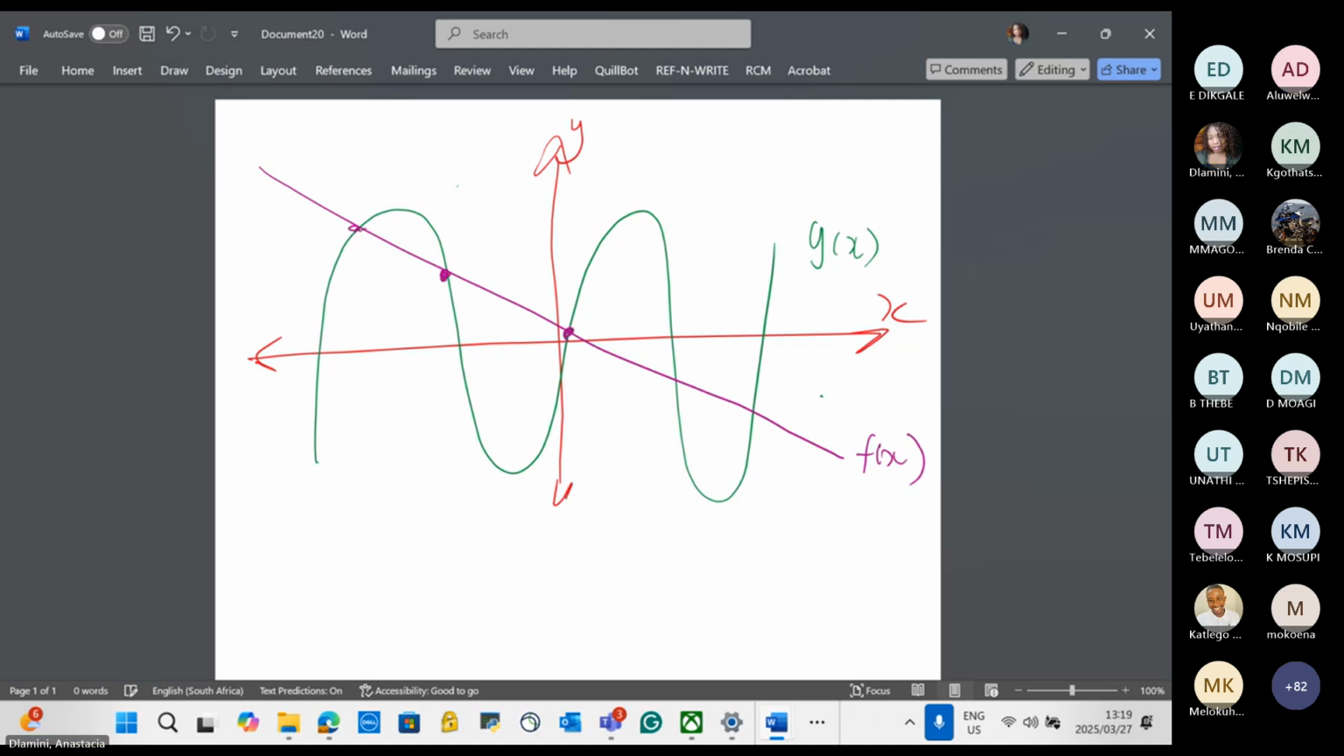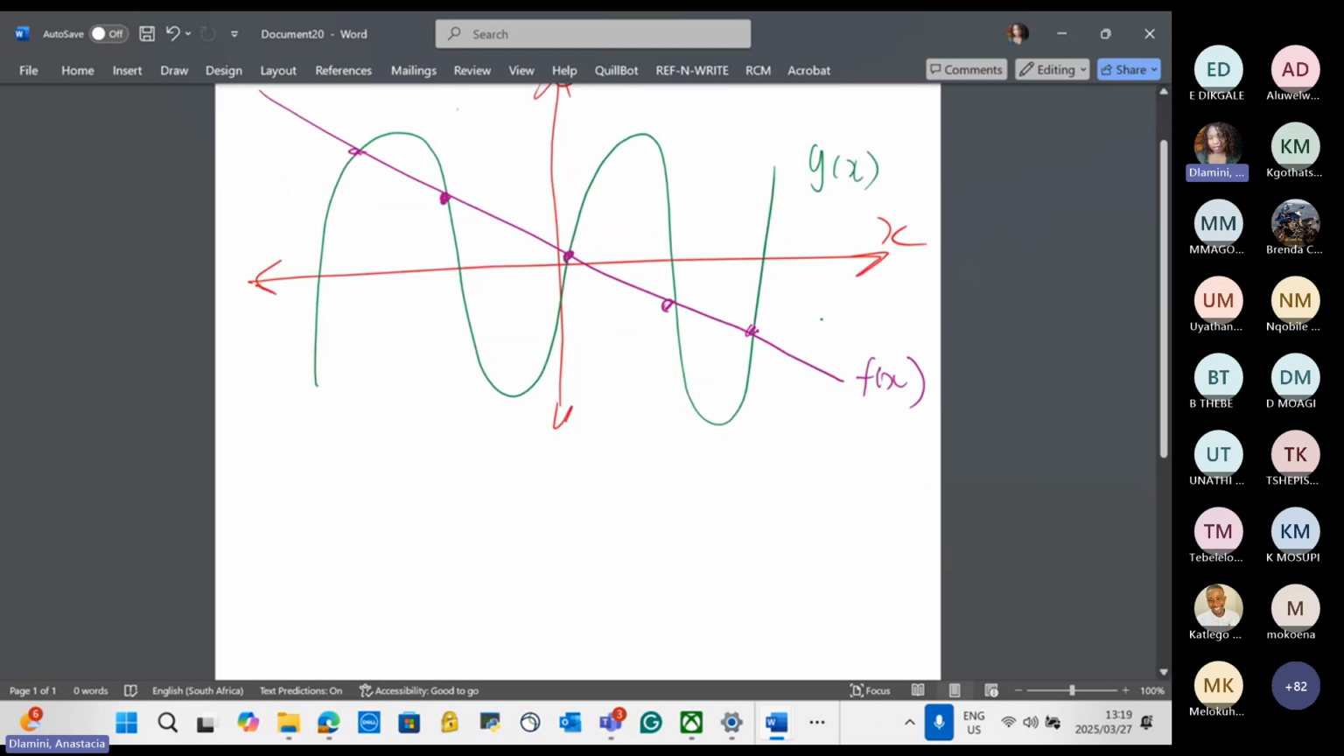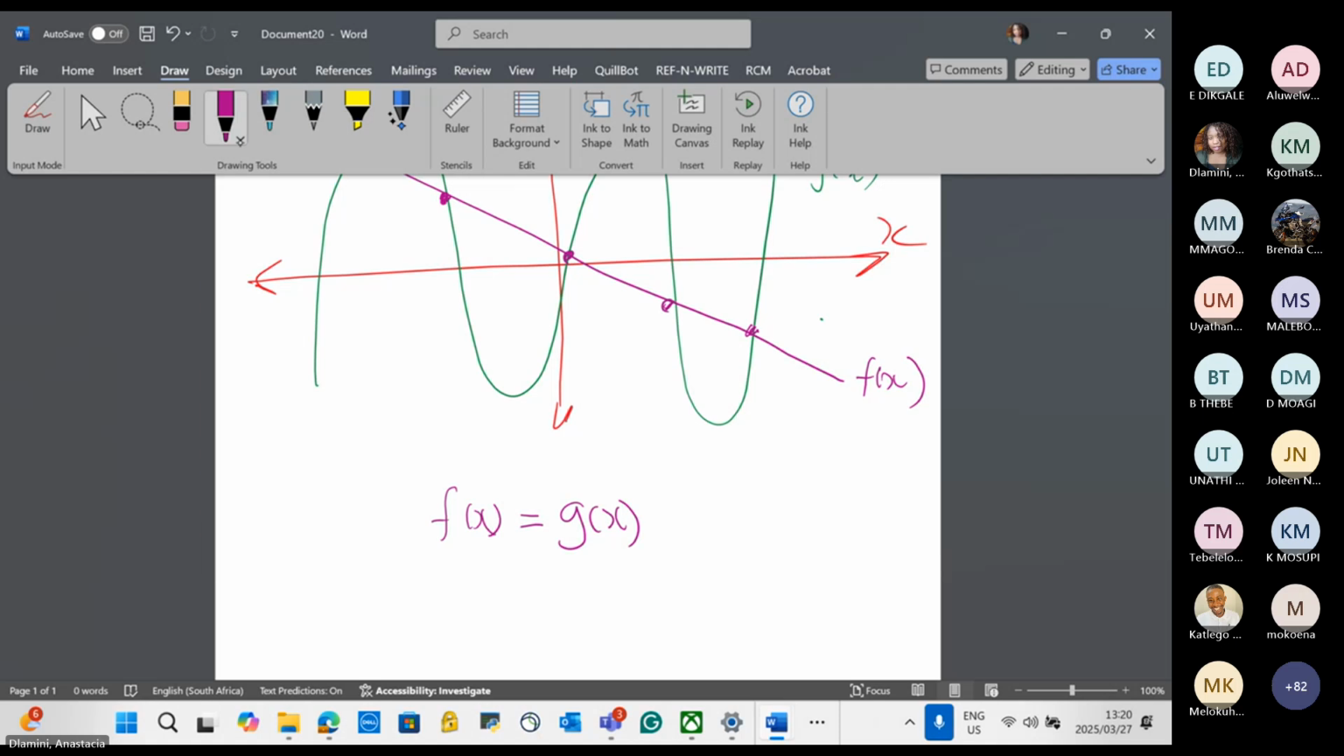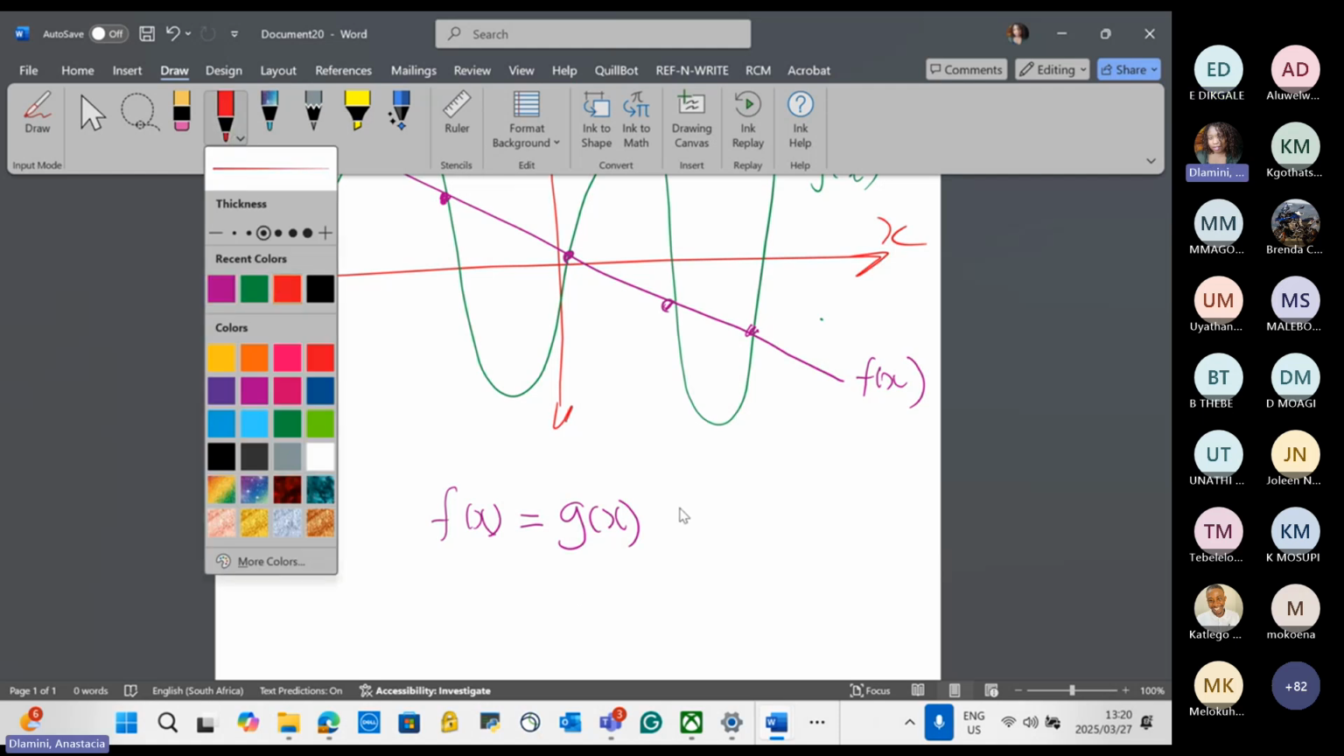Now, if I say to you, find f of x is equal to g of x, what do I mean? The point of intersection of the two graphs, where both graphs are equal. Yes, I want the values of x for which both graphs are equal. Does it make sense now?